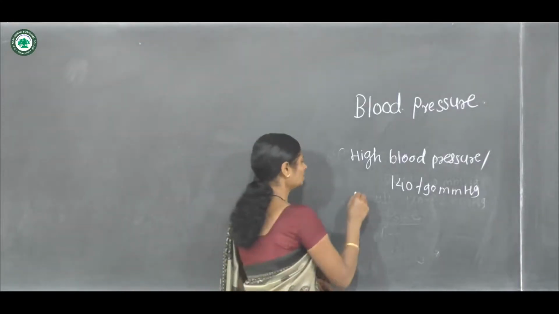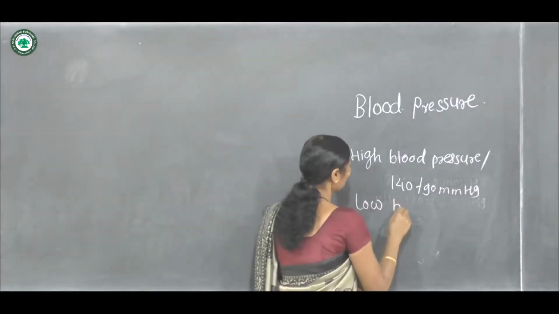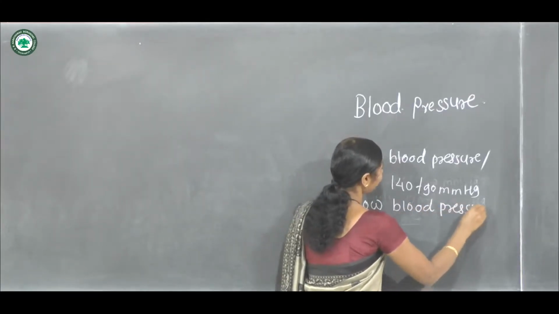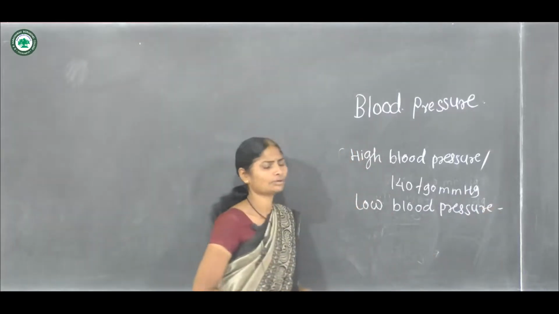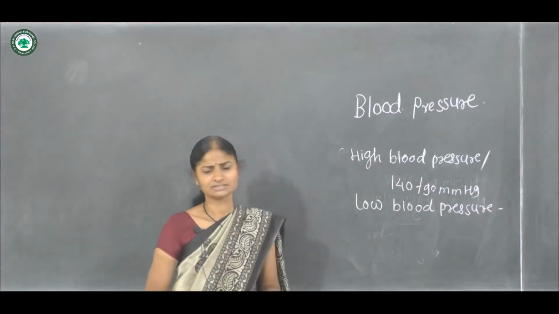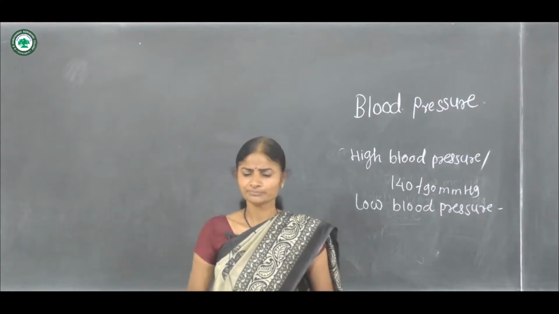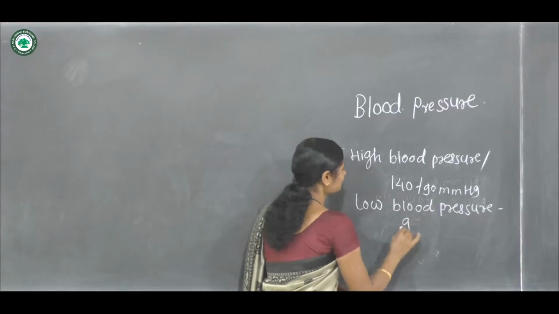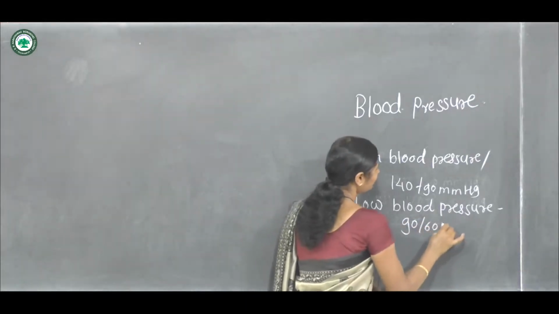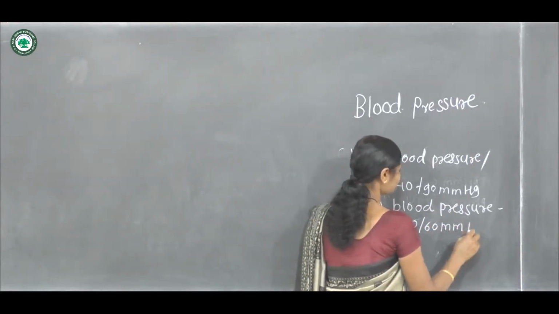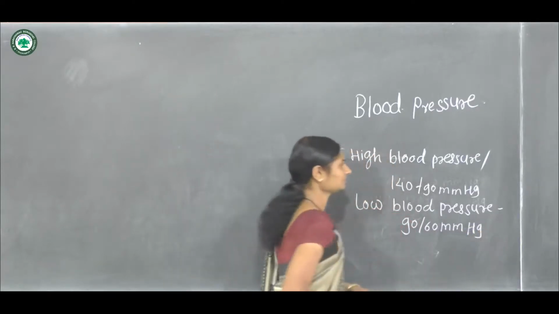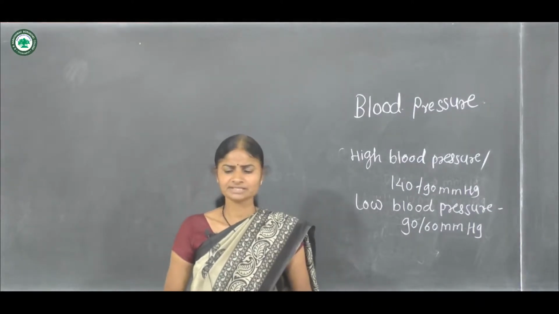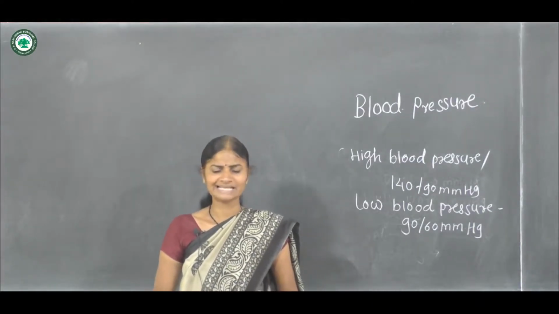Next point is low BP, low blood pressure, also called hypotension. In this condition, blood pressure falls below the normal range, that is 90 to 60 mmHg. This low BP makes one feel tired and dizzy.